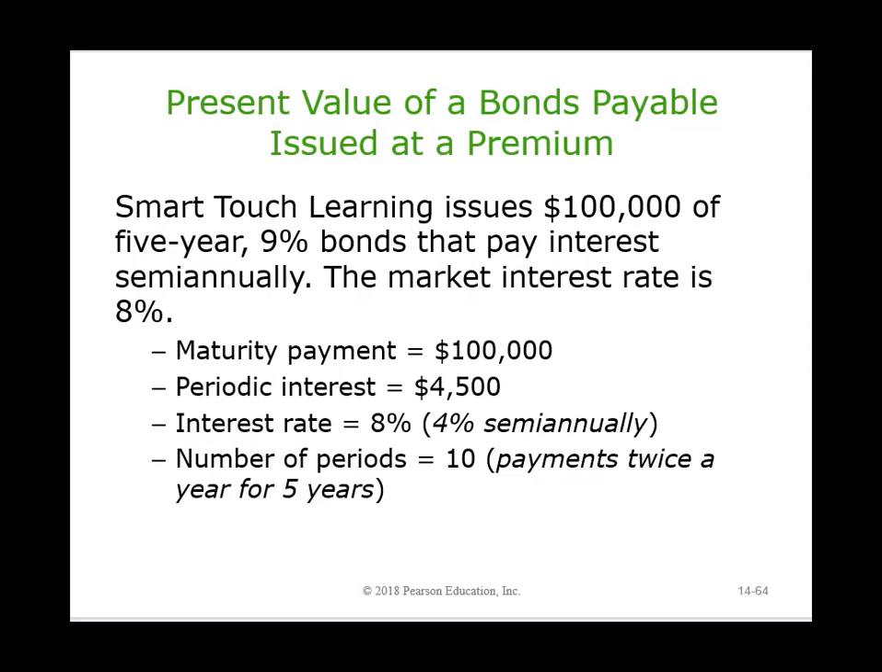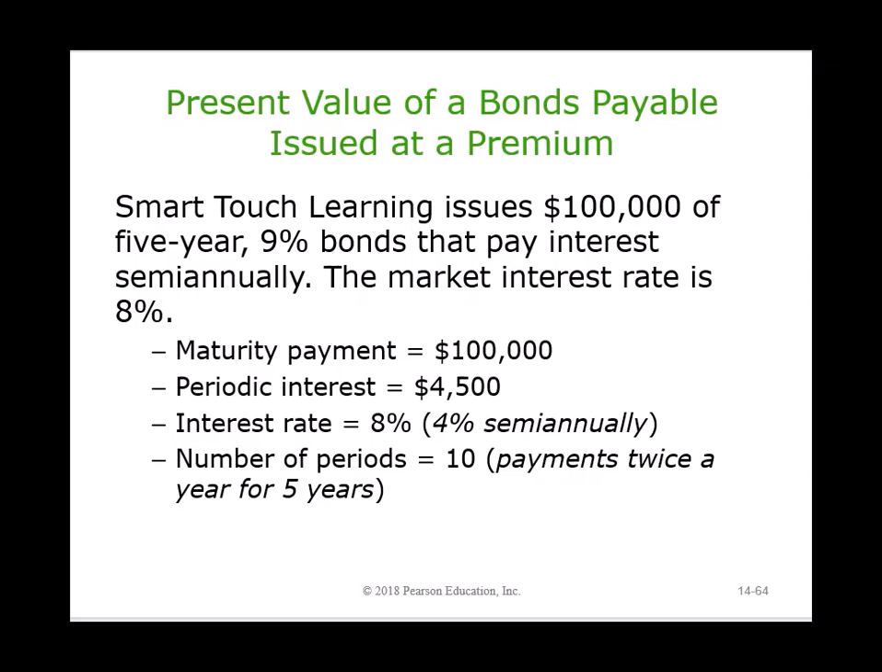So this time we're assuming that we're still issuing that same $100,000 of 5-year bonds with a stated rate of 9% interest paid semi-annually. Okay, so it's basically the same bonds, but this time we're assuming that market conditions are a little bit different. This time, instead of the market interest rate being 10%, this time the market interest rate is 8%. Okay, that means our bonds are actually paying more than the market. So what that means is investors are going to be willing to pay more for our bonds for that reason, because they're getting a higher return than what the market's currently paying.